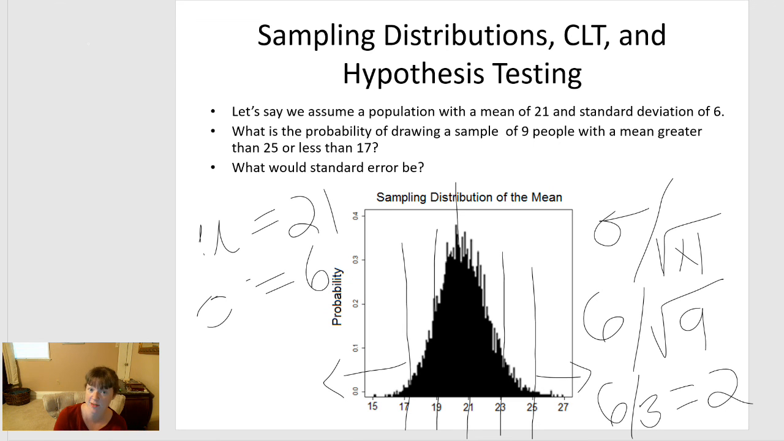So I turn that 5% into 0.05. There is a probability of 0.05 of getting something above 25 or below 17. And that's just flowing from all the things we've learned so far.